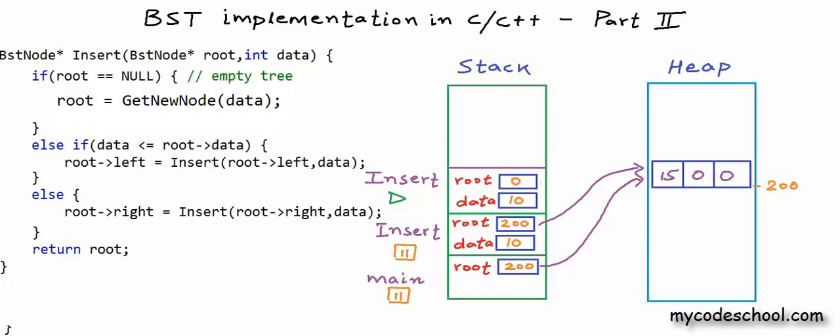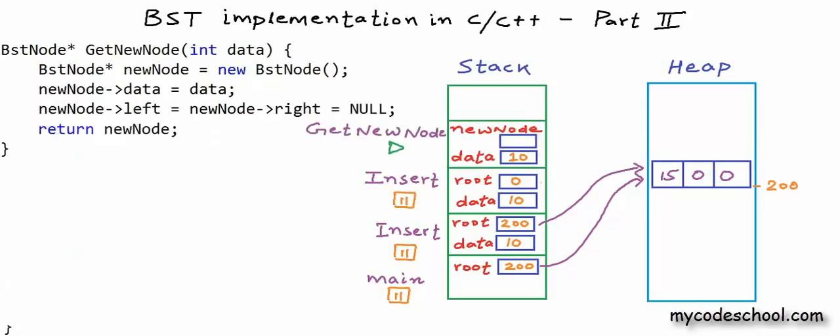Now for this particular insert call, control will go inside first if, and we will make a call to get new node function at this line. So execution of this insert will pause, and we will go to get new node function. Here we are creating a new node in heap. Let's say we got this new node at address 150. Now get new node will return 150 and finish.